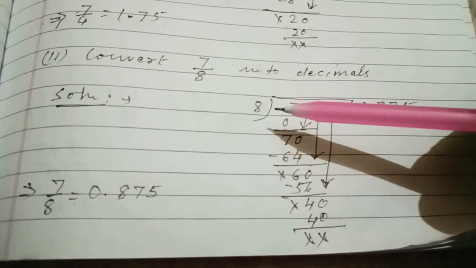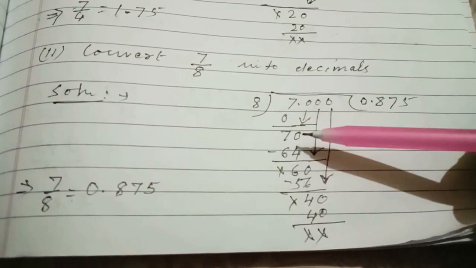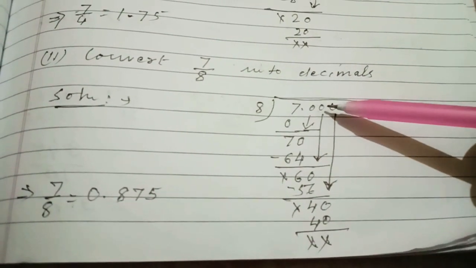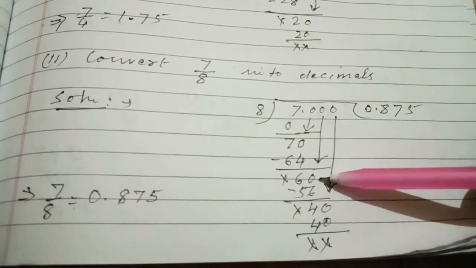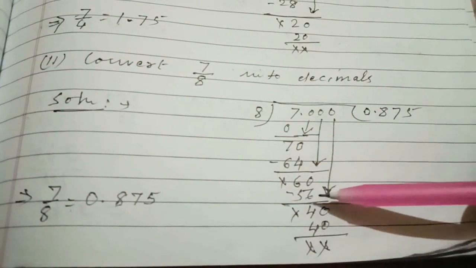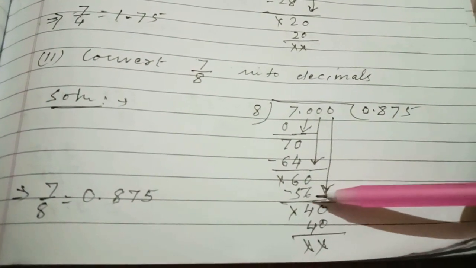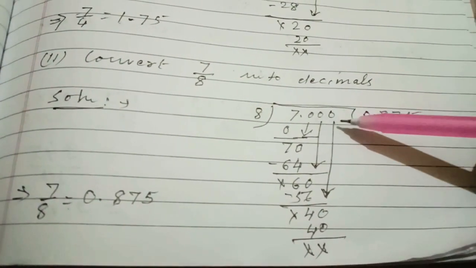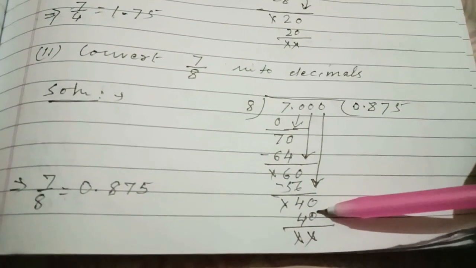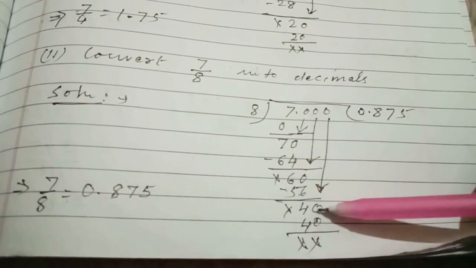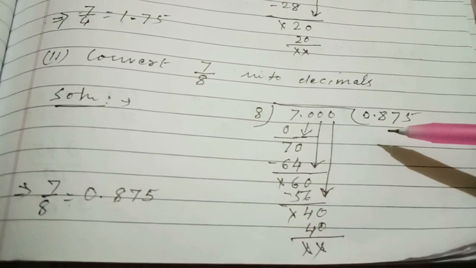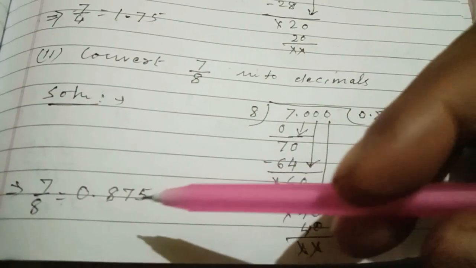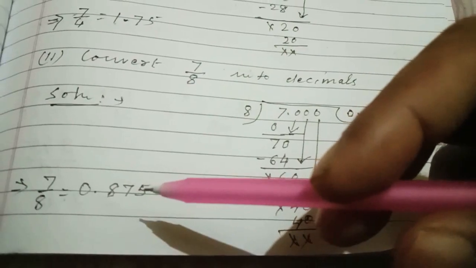So now 8 8s are 64. Now subtracting 64 from 70, we will get 6. So we will put another 0 in the dividend and put it down, so it will become 60. Now 8 7s are 56. Now subtracting 56 from 60, we will get 4. So we will put another 0 in the dividend and put it down, so it will become 40. So 8 5s are 40. Now 40 minus 40 is equal to 0. We will stop the division process. Therefore 7 by 8 can be written as 0.875.